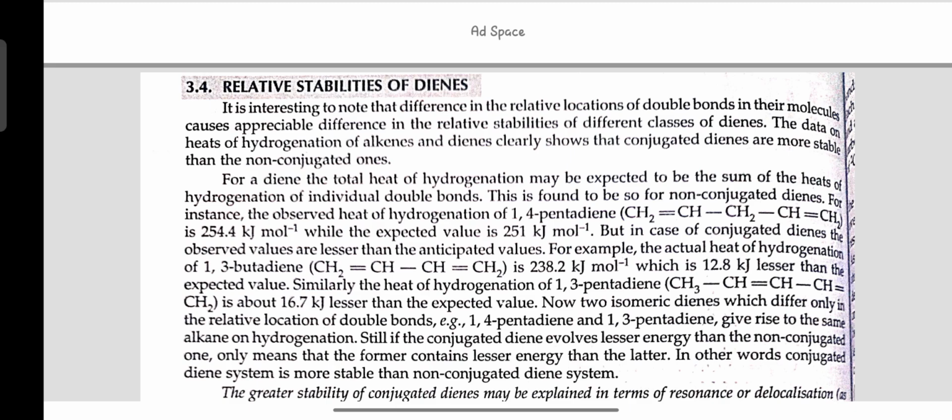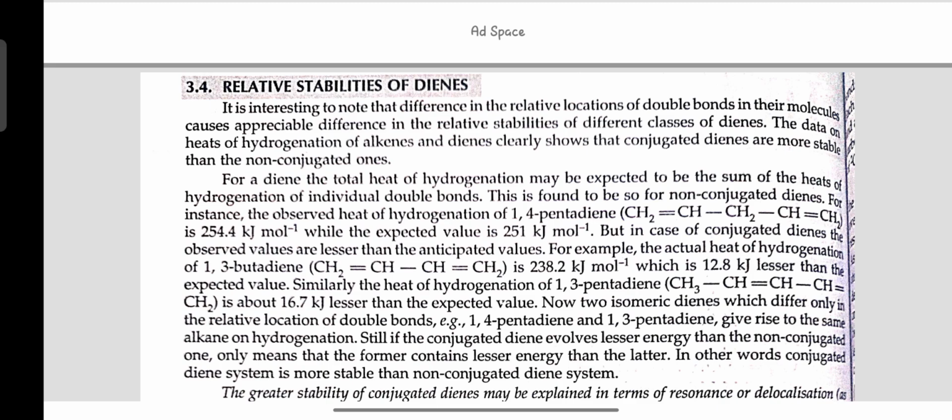For instance, the observed heat of hydrogenation of 1,4-pentadiene is 254.4 kilojoule per mole, while the accepted value is 251 kilojoule per mole. But in case of conjugated dienes, the observed values are lesser than the anticipated value. For example, the actual heat of hydrogenation of 1,3-butadiene is 238.2 kilojoule per mole, which is 12.8 kilojoule lesser than the accepted value.